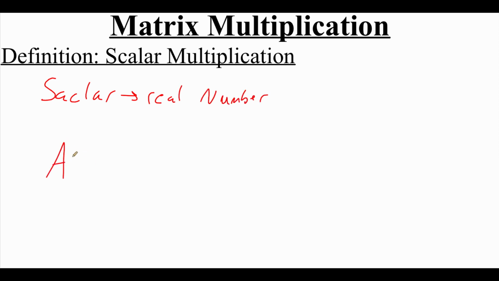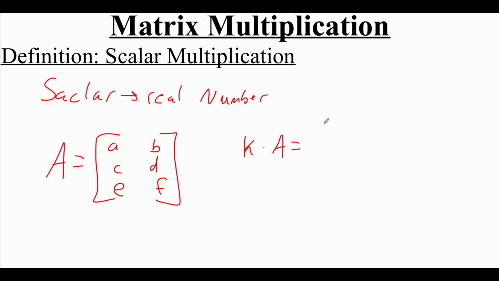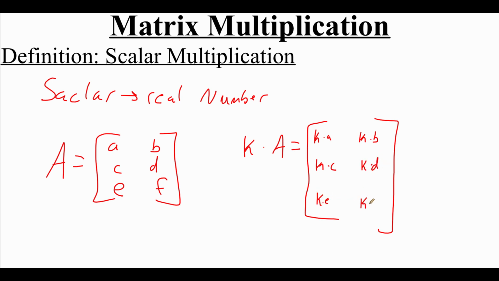So let's say we had some matrix A, and I'm just going to give it some general entries: a, b, c, d, e, f. But let's say we wanted to take some scalar k times that matrix A. Then the way scalar multiplication works is we're going to take that scalar, that real number, and it's kind of like the distributive property. We have to multiply that k value by every individual entry within our matrix. So we would have to take that k value times a, k times b, k times c, and do that exact same thing to every single entry in our matrix.